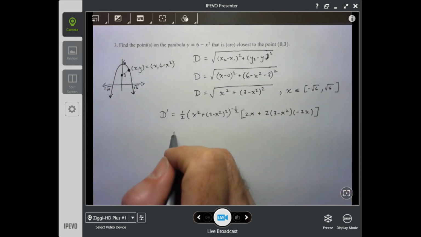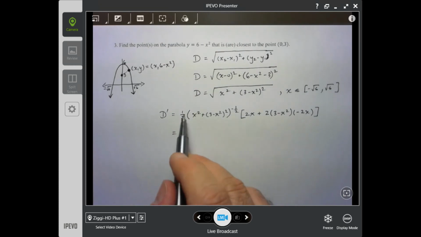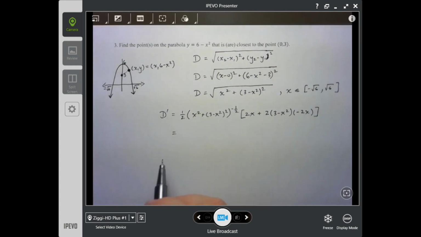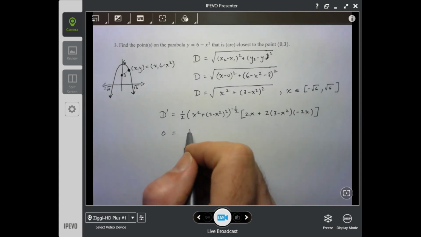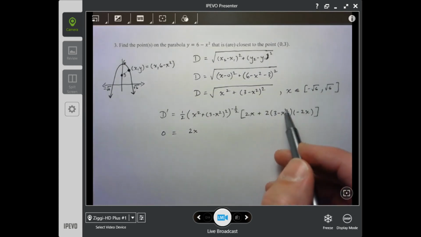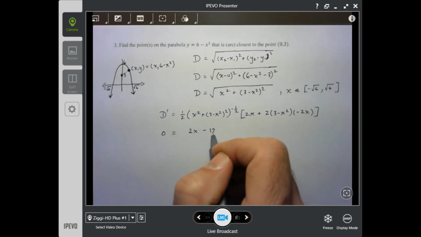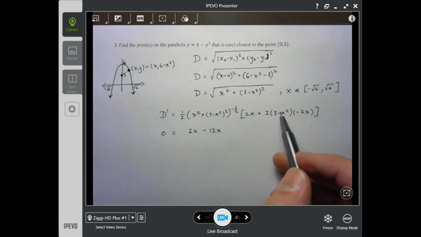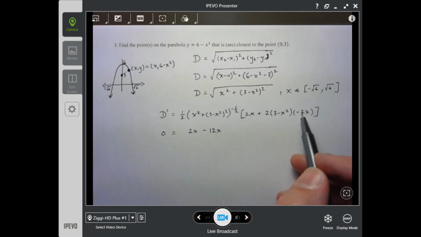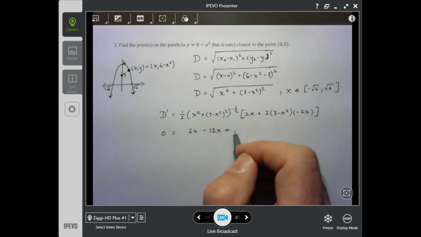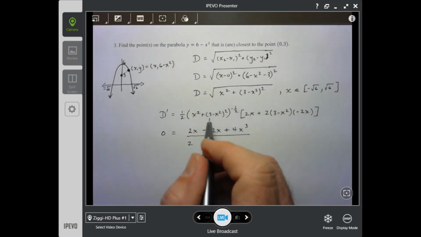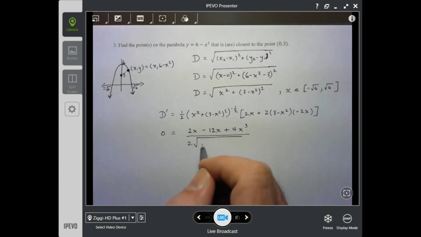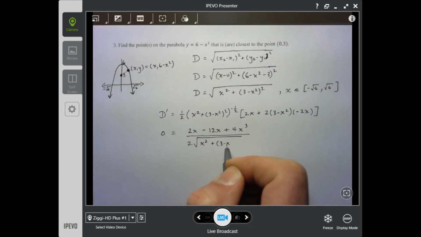Just to make my life easier, this whole thing is going to go into the denominator. We'll see why that makes my life easier, because remember, I'm looking for where this derivative is equal to 0. So let's see what we have in the numerator. Here we have a 2x. Here we have a 6 times negative 2x, so minus 12x. And then here we have a negative 2x squared times negative 2x, so that's going to be plus 4x cubed. And that's all over the square root of x squared plus (3 minus x squared) squared.